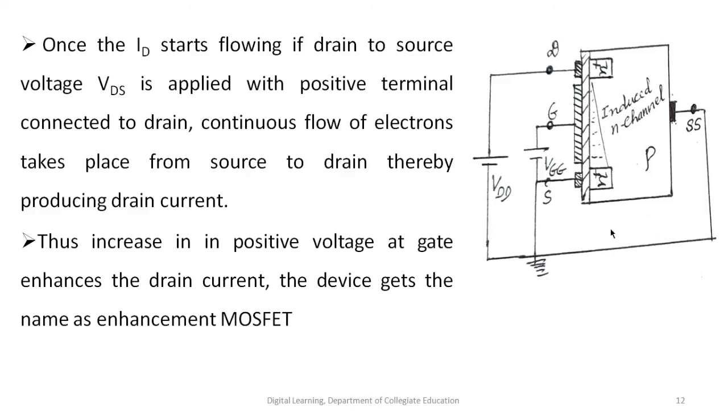So, an increase in positive voltage at the gate terminal increases the drain current, and the device gets the name enhancement. As the gate to source voltage increases, the flow of electrons also enhances. That's why this MOSFET is named the enhancement MOSFET.